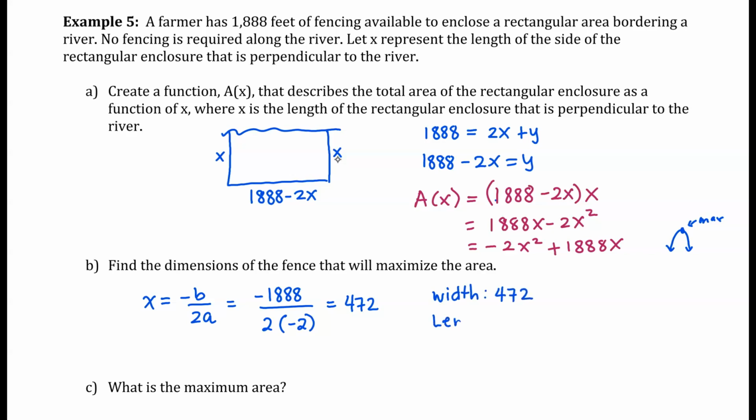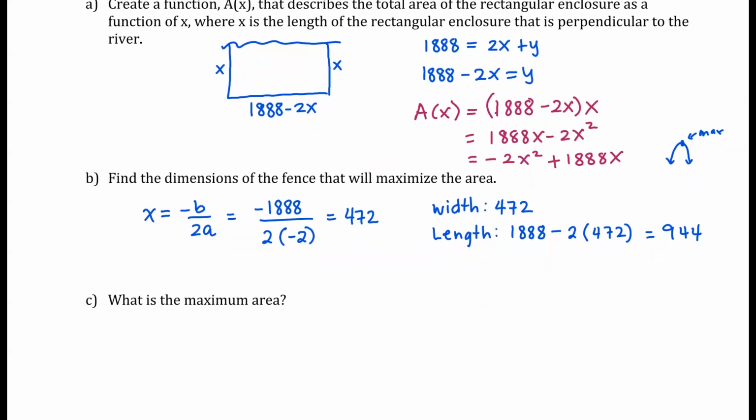Now the length of the rectangle is 1,888 minus 2 times 472. So just plug that in. And this gives you 944. These are the dimensions of the fence that will maximize the area.